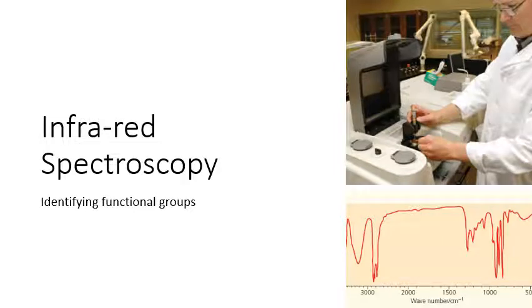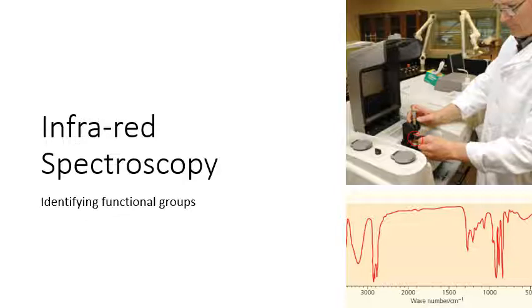Hello, welcome to this little summary lesson on infrared spectroscopy, which is used to identify functional groups and usually goes in a package of other techniques to identify whole molecules. So here on the right we have a scientist using an infrared spectrometer, and down here is where he's going to put the sample.